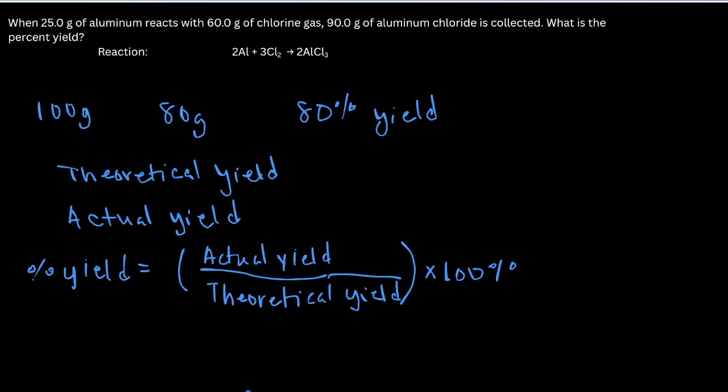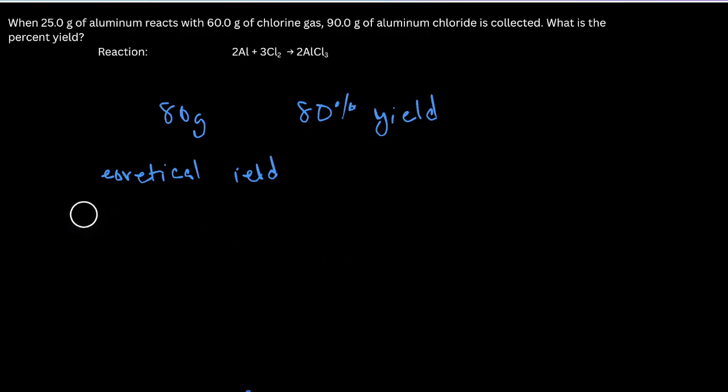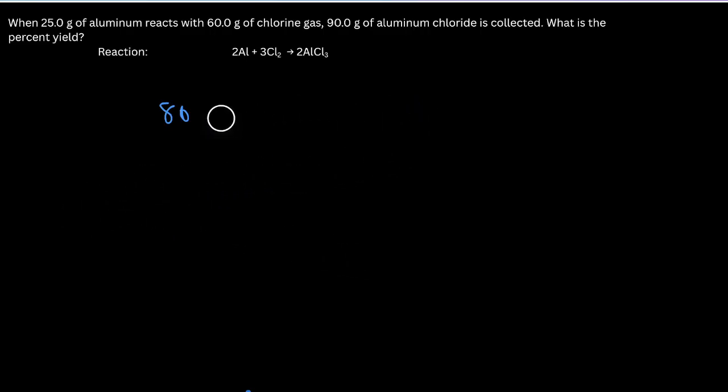Just as one final clarifying analogy, if your theoretical yield is what the recipe says the cake will weigh, then your actual yield is what your cake actually weighs after you bake it. And the percent yield tells you how close you got to the recipe. So I hope that makes sense. It kind of clears any doubts you may have had. And so we can go directly into the problem at hand now.